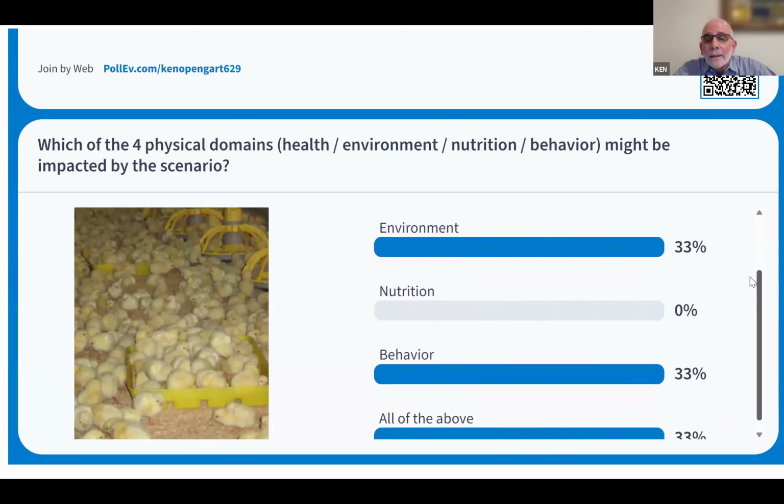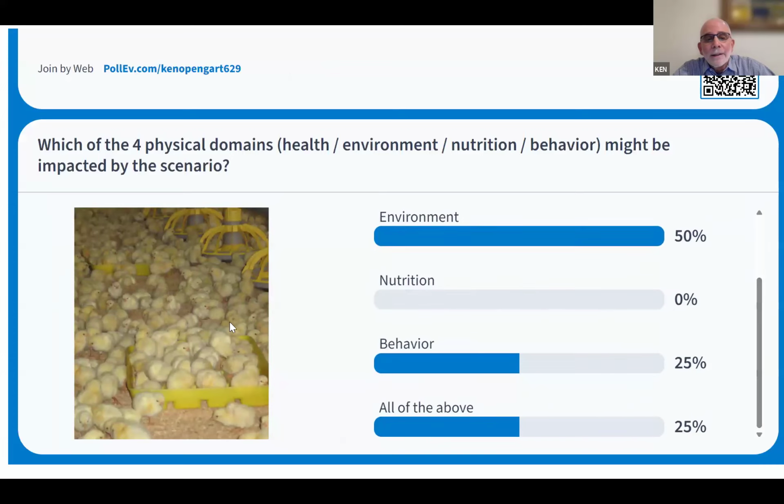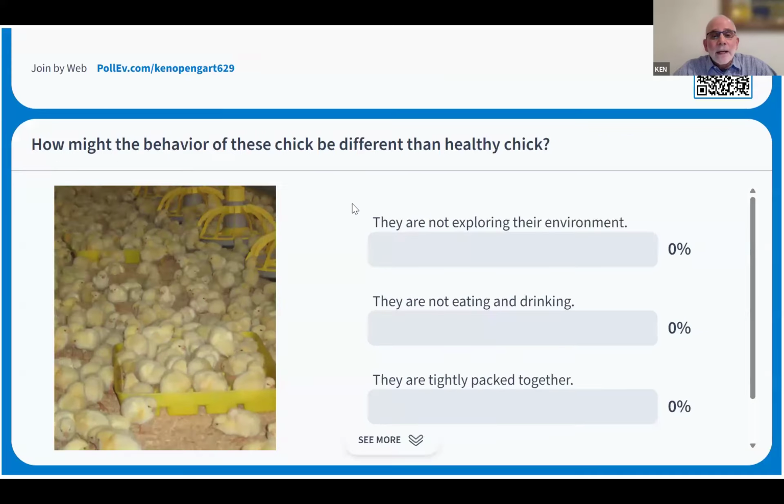All right. Well, in this example, actually, all of the above are impacted. The environment obviously is not conducive to chicks performing their normal behaviors, which is eating and drinking and exploring their environment. They're not getting adequate food and water. Their behavior isn't normal, and that's going to negatively impact their health. So in this case, all 4 of those domains are negatively impacted, right?